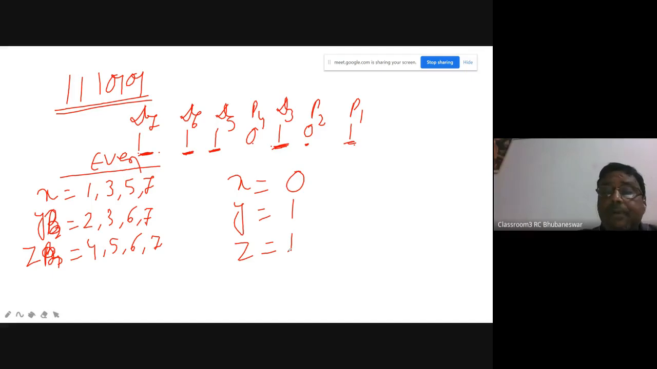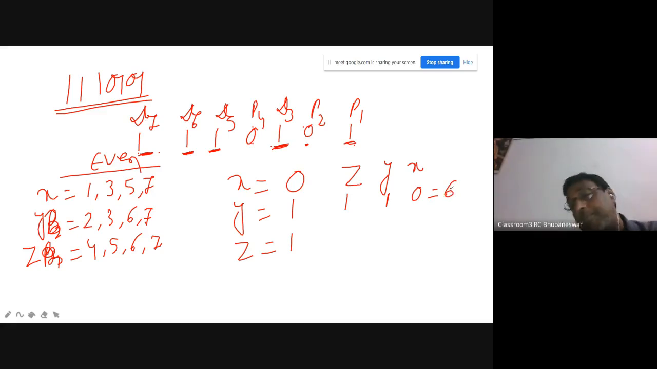Which data bit? The formula is ZYX because we are writing P4, P2, P1. It will be replaced with ZYX. Z is 1, Y is equal to 1, X is equal to 0. So if we convert 110 to decimal, this comes up as 6. It means the error lies at the 6th position. So at this position you are getting the error.